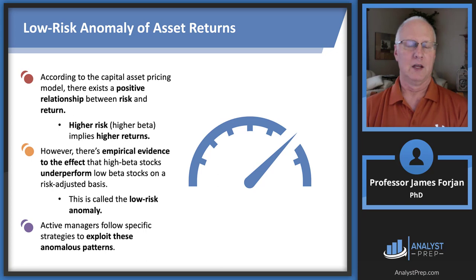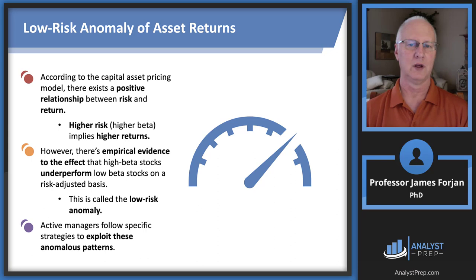Now, from an academic standpoint, over the years, whenever an anomaly pops up, the efficient markets hypothesis people will say something like, oh, well, it was just indicative of that particular time period. Now that it's known, it will tend to go away. But this one seems to persist. So we need to try to figure out why this is true.